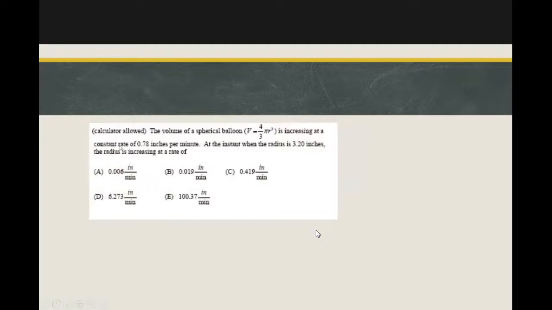Okay, and this one, this was a calculator allowed. It said at what instant is the radius changing? So radius is changing in inches per minute. And I believe the correct answer was A.